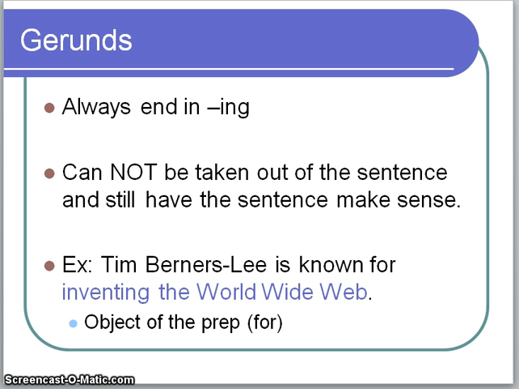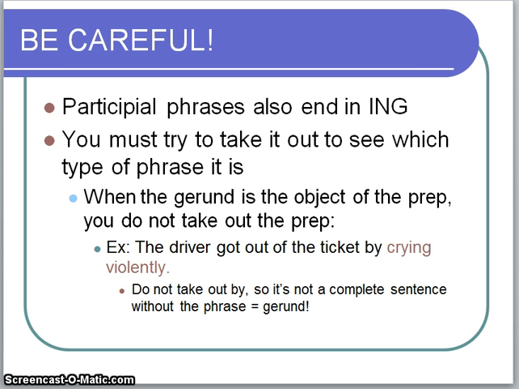So if we look at this example, "Tim Berners-Lee is known for inventing the World Wide Web." If we took out the gerund, "inventing the World Wide Web," we'd be left with "Tim Berners-Lee is known for." That's not a complete sentence, so that's how I can tell that it's a gerund. So like I said, those participles that are present also end in ing, so you have to make sure that you try to take the phrase out to tell if it's a gerund or a participial. Participles can be parted with, gerunds cannot.